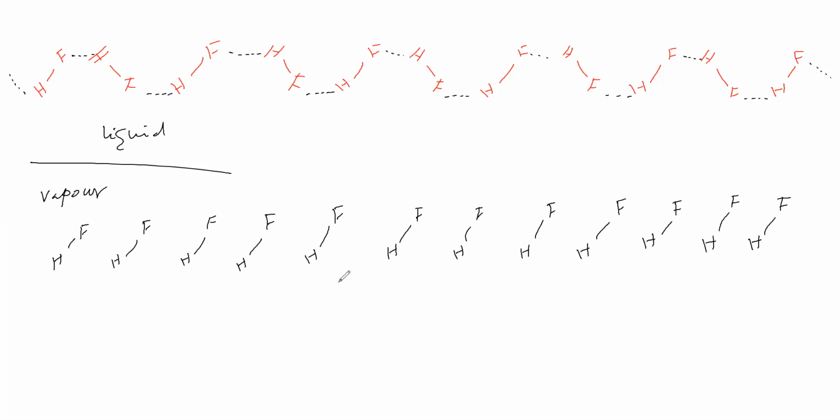Okay, we have taken HF. In vapor, how will the hydrogen bonding be there? In vapor, it may exist as a hexamer. Otherwise, other possibilities are also there. First, a hexamer is possible.